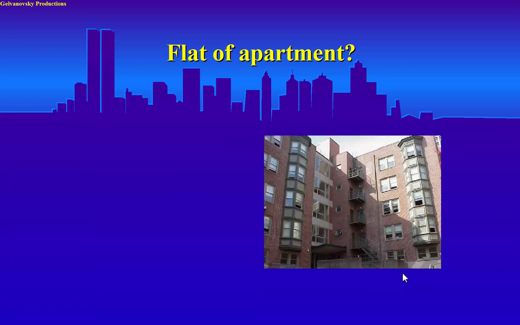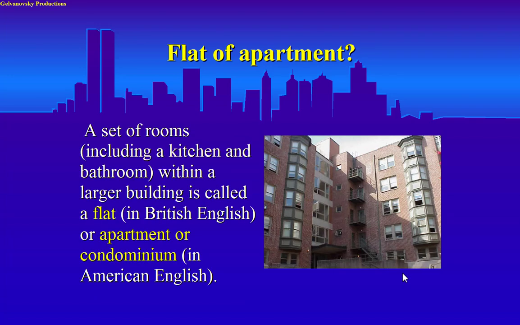The difference between a flat and an apartment. A set of rooms, including a kitchen and a bathroom within a larger building, is called a flat in British English, and an apartment or condominium in American English.